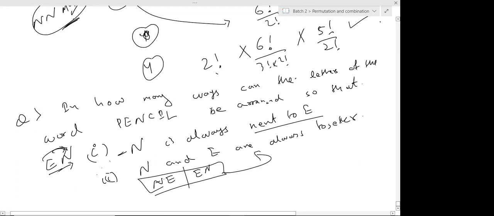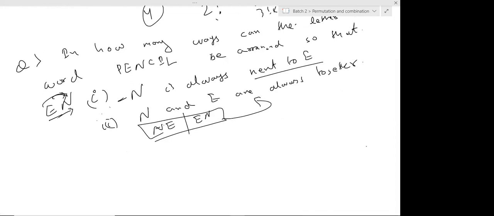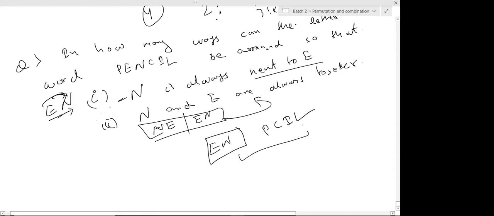All right, let's see. In the first part, it says N should always come next to E. So we make a bundle like this. They cannot interchange, right? And the remaining letters are P, C, I, L. So 5 units in total. 5 factorial is the answer. In the second part, E and N come together, but they can be interchanged. So 5 factorial for all of them, but in this bundle, they can be rearranged. So 2 factorial.